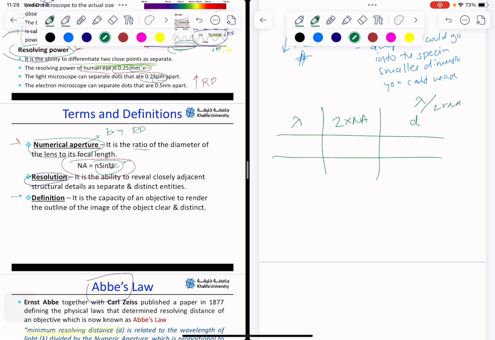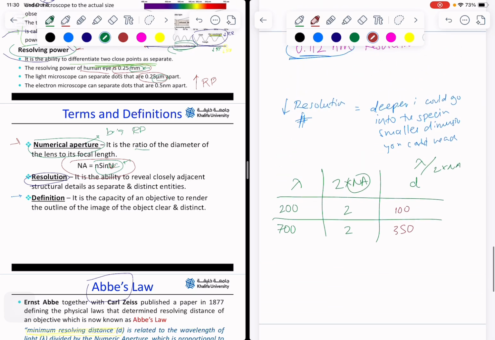In the first part, we're just going to keep changing the wavelength. I'm going to give you a wavelength of, for example, 200 nanometers, and then we're going to increase it to, I don't know, 700. We're going to keep the NA fixed at 1, so it's going to be 2, 2. The numbers that we get are 200 divided by 2, which is 100, and 700 divided by 2, which is 350.